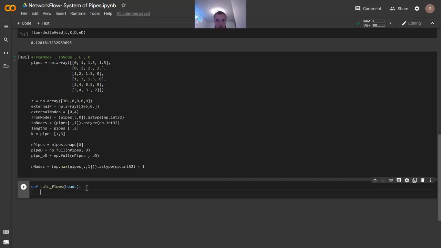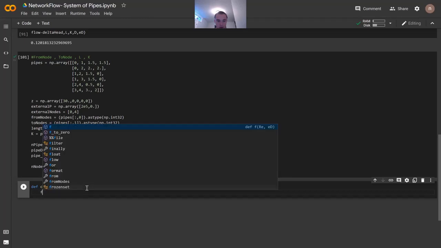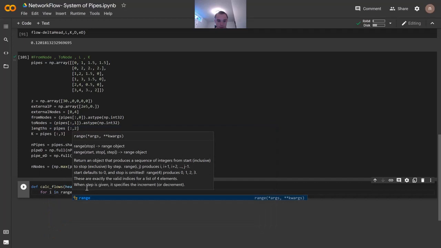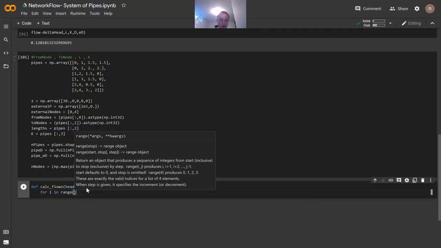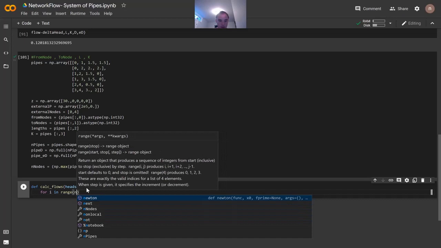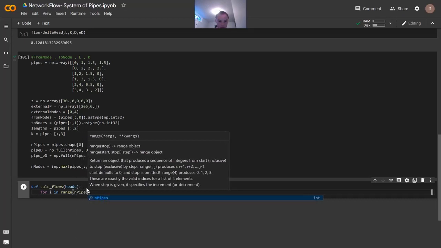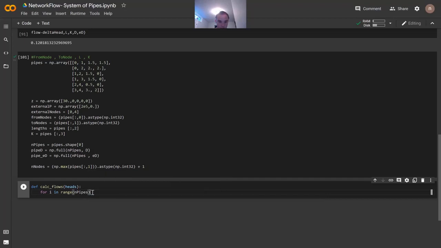Since it's going to be iterating through the head values, we need to do for i in range of our pipe system, so n_pipes. So for i in range of our pipe system, how many pipes we have, we want to iterate through our head values. So iterate through our delta head. So we have our delta head, and that will be equal to, and our head that'll be equal to our heads.